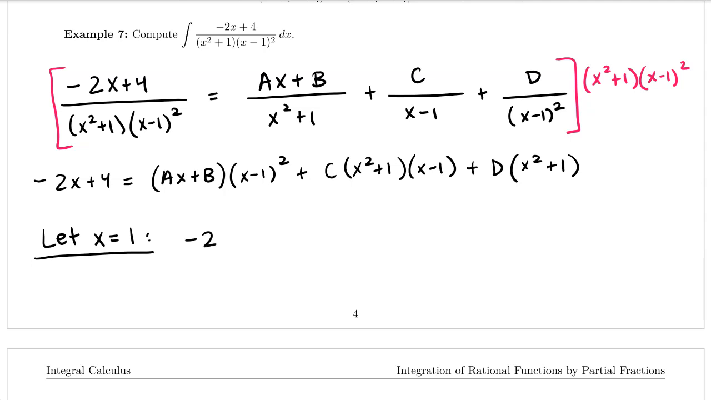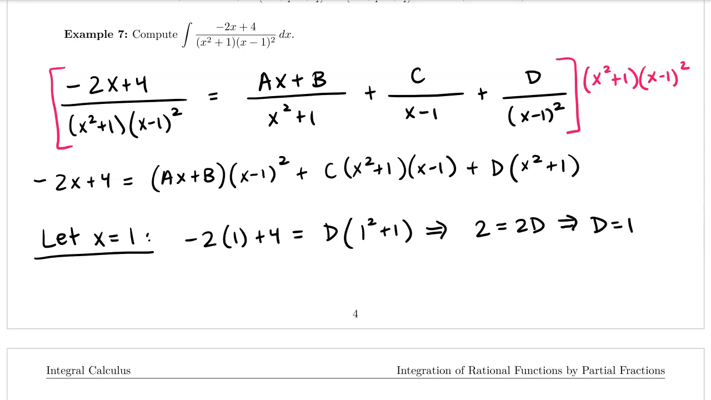So on my left-hand side, I'd have negative 2 times 1 plus 4 is equal to, the first 2 terms are going to disappear, and so the D term is what we're going to have left over because the other things are going to become 0. So I have D times 1 squared plus 1, and if I simplify this, the left-hand side is going to become 2, and then on the right-hand side we'll get 2D, which will imply that D is equal to 1.